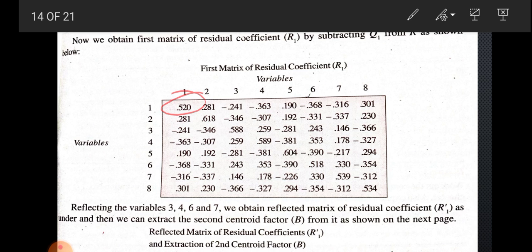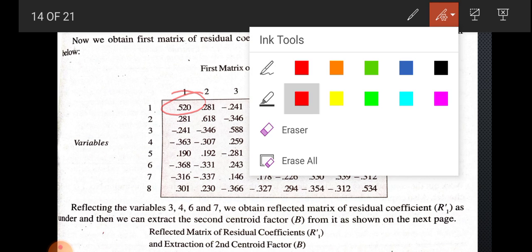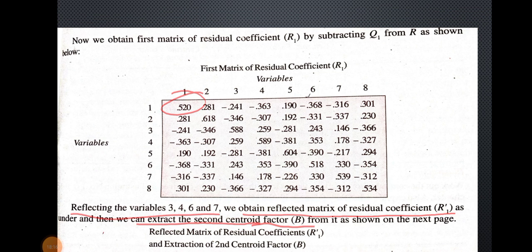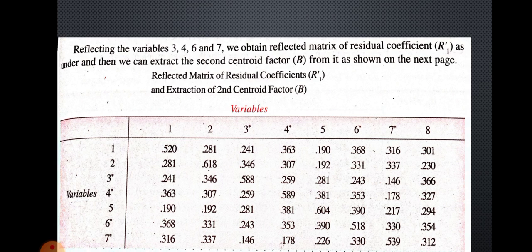Okay, now next, reflecting the variables 3, 4, 6 and 7. Here we will first do this. We obtain the reflected matrix of residuals R1 dash as under, and then we can extract the second centroid factor. After getting these values, this is the reflected matrix of residual coefficients and the extraction of the second centroid. So these are the values.